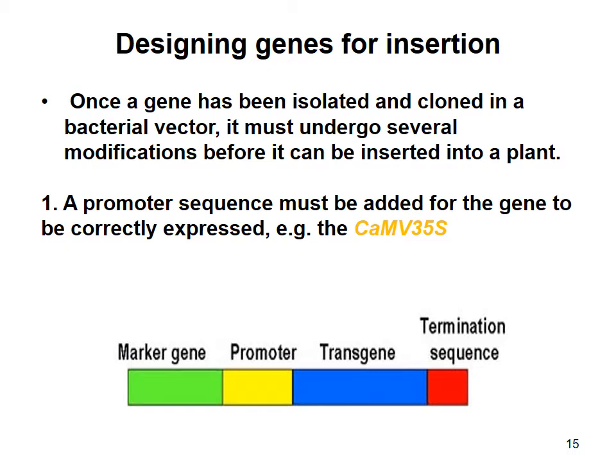Other promoters are more specific and they respond to cues in the plant's internal or external environment. An example of a light inducible promoter is the promoter from the CAB gene, which encodes the major chlorophyll binding protein. So you can see in this image the promoter in yellow, which is placed just before the start of the transgene, shown here in blue.